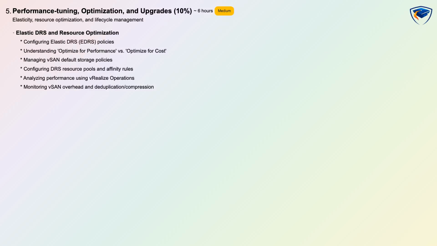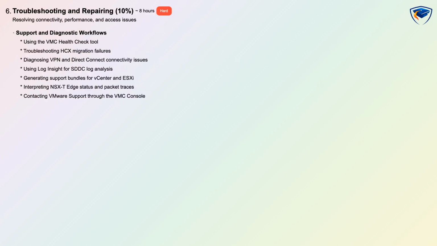The fifth domain, performance tuning, optimization, and upgrades, focuses on elasticity, resource optimization, and lifecycle management. You'll need to know how to configure elastic DRS policies, understand optimize for performance versus optimize for cost, manage vSAN default storage policies, and configure DRS resource pools and affinity rules. You'll also need to analyze performance using vRealize Operations, monitor vSAN overhead and deduplication and compression, and plan for upgrades and maintenance.